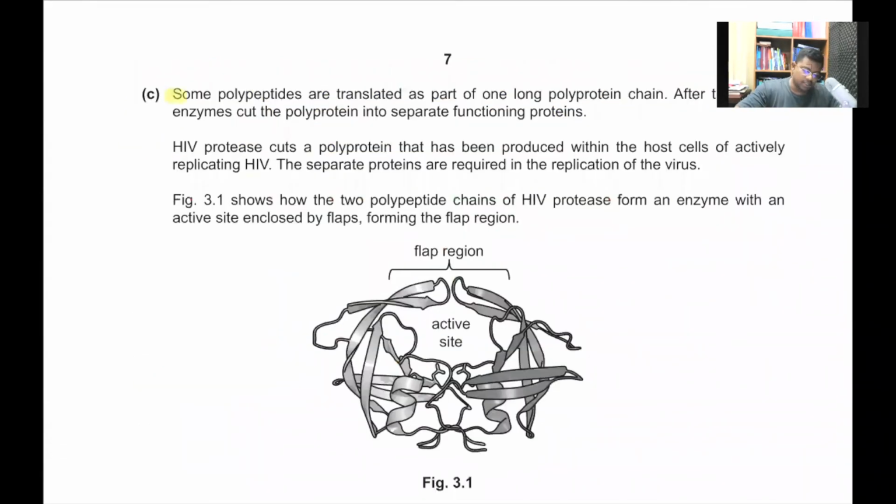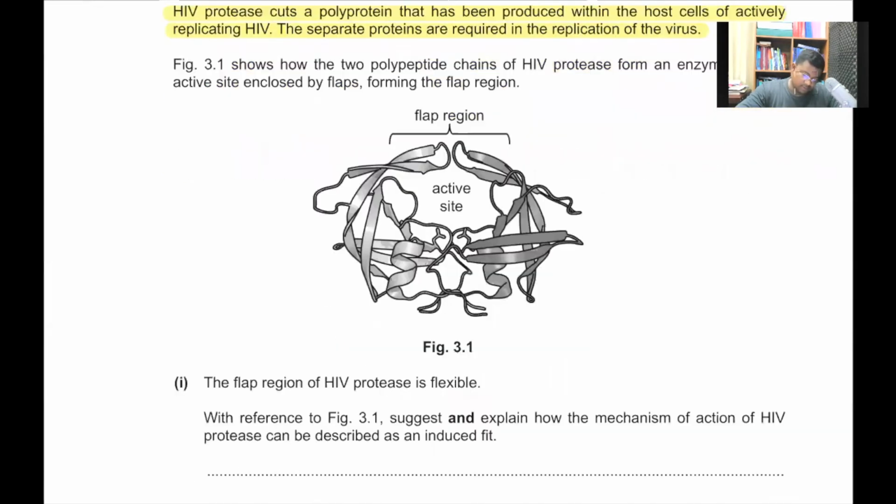Part C. Some polypeptides are translated as part of one long polyprotein chain. After translation, enzymes cut the polyprotein into separate functioning proteins. HIV protease cuts a polyprotein that has been produced within the host cells of actively replicating HIV. The separate proteins are required in the replication of the virus.